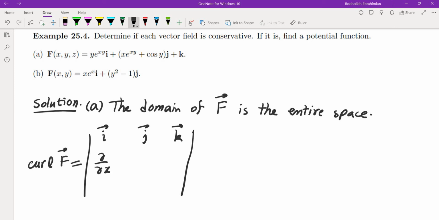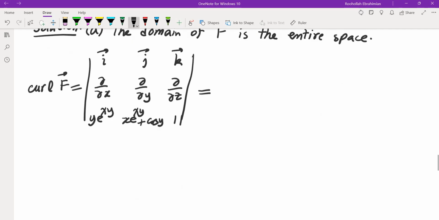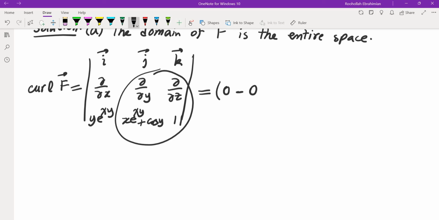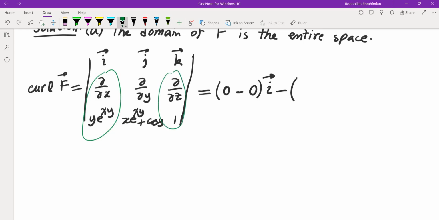So partial with respect to x, partial with respect to y, partial with respect to z. The first component is y e to the xy. The second one is x e to the xy plus cosine of y. And the last one is 1. So we'll go ahead and evaluate the curl. So we have to do this determinant first. Partial of 1 with respect to y is 0, and partial of this with respect to z is also 0. So that is 0 minus 0, times i, minus. The next one is determinant of this. Partial of 1 with respect to x is 0, and partial of y e to the xy with respect to z is also 0.